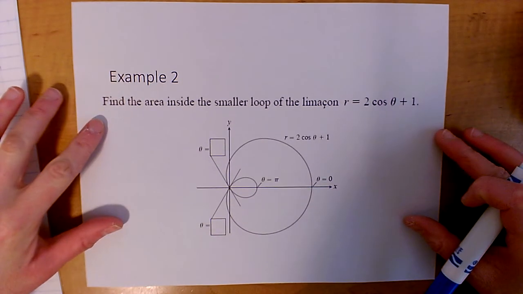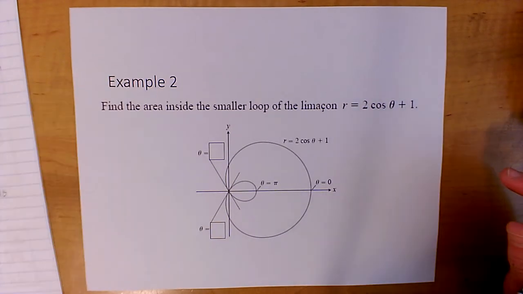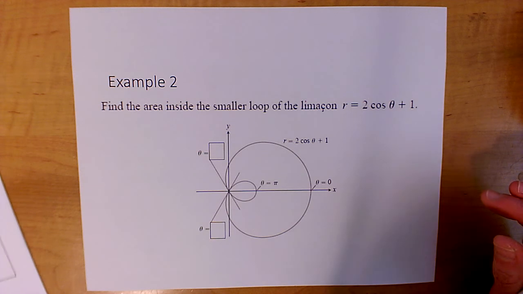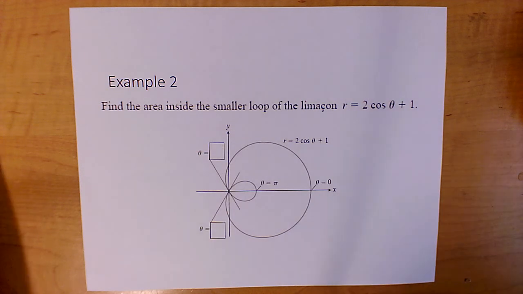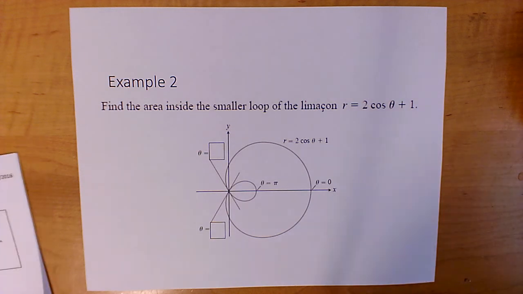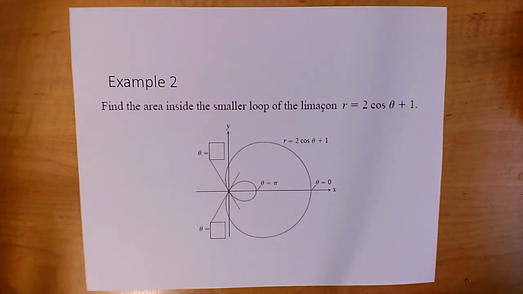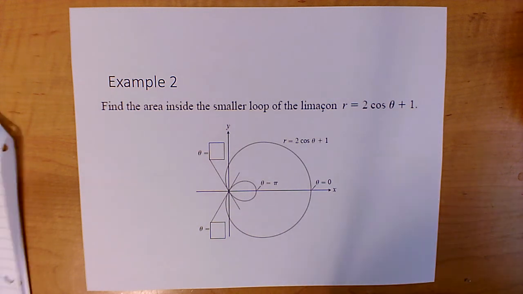If we go on to example 2, okay. We've got this next piece right here. So we want to find the area inside the smaller loop of the limacon. So the limacon is this shape that has this tiny little loop or keyhole on the inside. And we want to find the area just inside that. Okay?